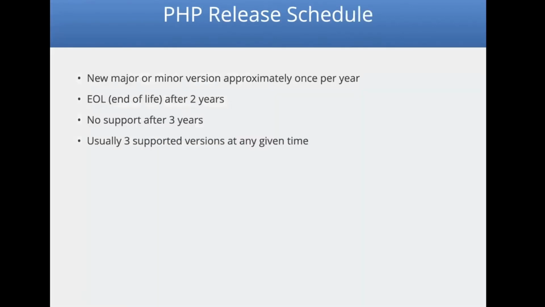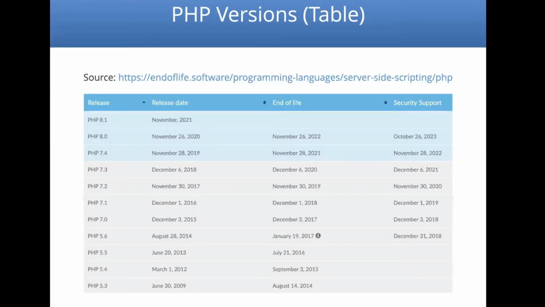Next slide. Okay, so there's a new major or minor version approximately once per year. It seems like the PHP people are following this path. And then there's end of life, or EOL, after 2 years, and then there's support until 3 years. It's a bit of a weird choice of terminology because it's still supported for a year after end of life. And so this means there's usually 3 supported versions at any given time.